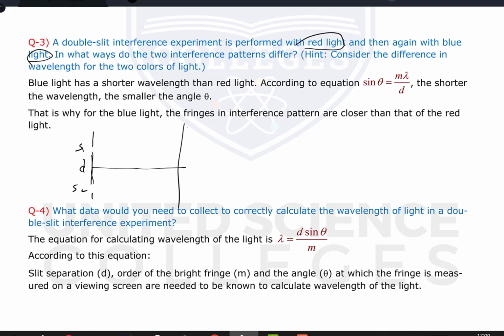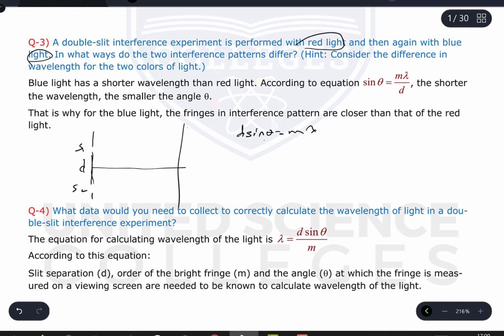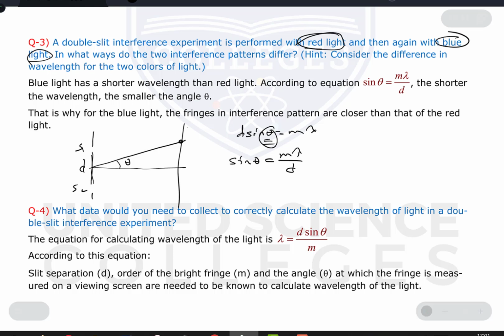So, what is the difference between the interference patterns? According to the path length difference, d sin theta is equal to m times lambda, this theta indicates the position of a fringe with respect to the central line. If I check the equation sin theta equals m lambda over d, for both red light and blue light we are using the same system. That's why the separation between the slits is the same. And if you look at the position of the first bright fringe, for example, m is the same for both blue and red, so you should check lambda.